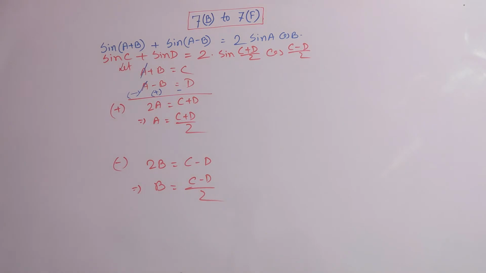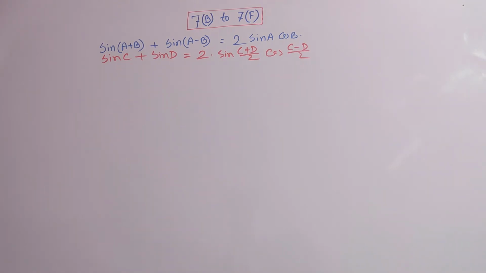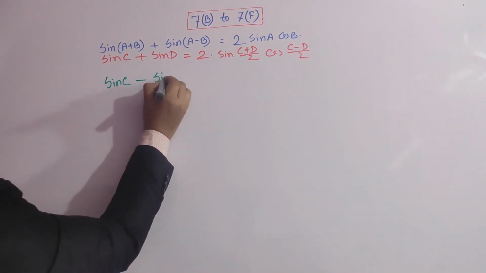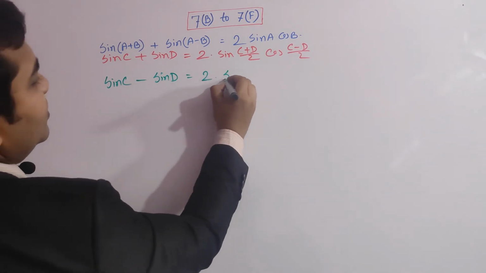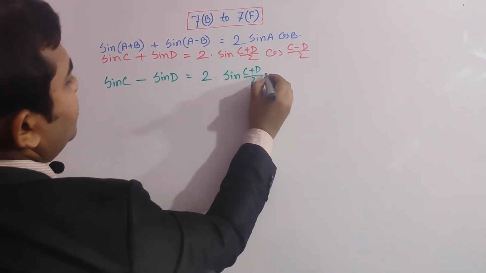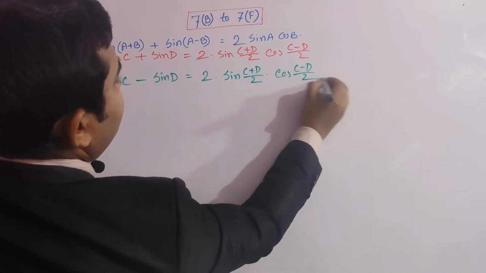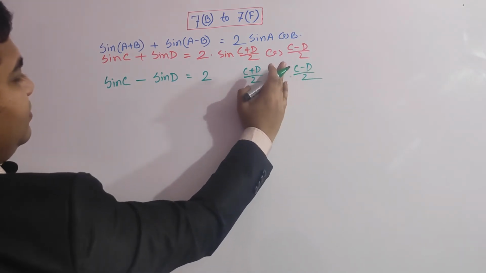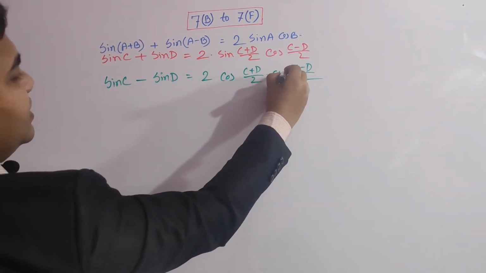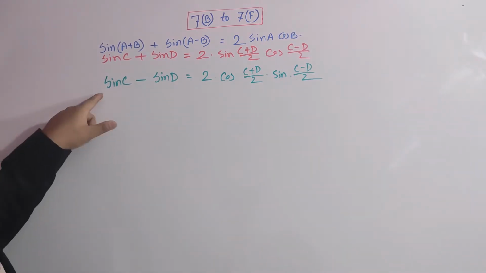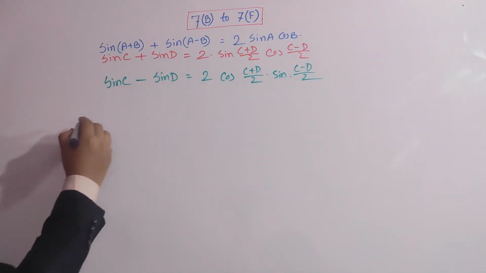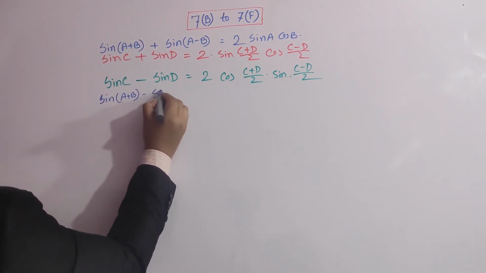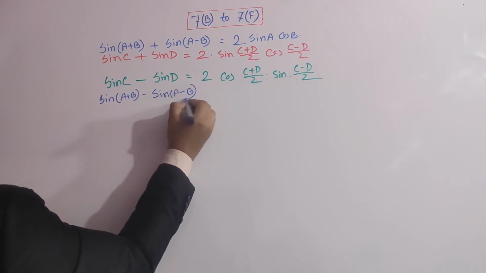Similarly, I just wanted to erase, then I will go for the other. If I am writing here, there is sin C minus sin D, so it should be 2 into sin C plus D by 2 into cos C minus D by 2. Sorry, it should be cos and that should be sin. Cos and sin, because we have a formula: sin A plus B minus sin A minus B was what?